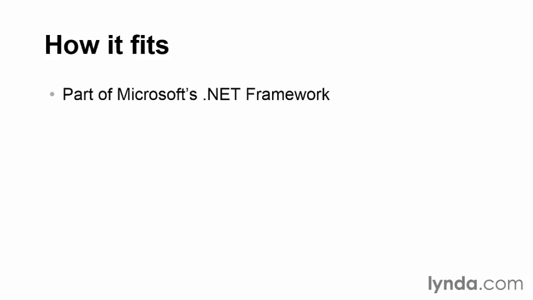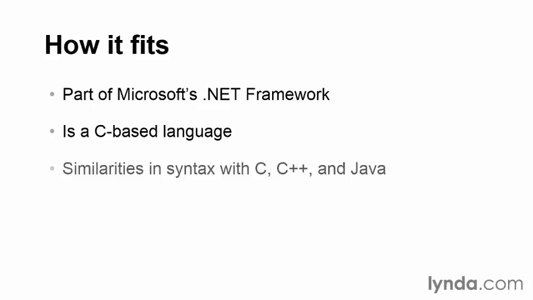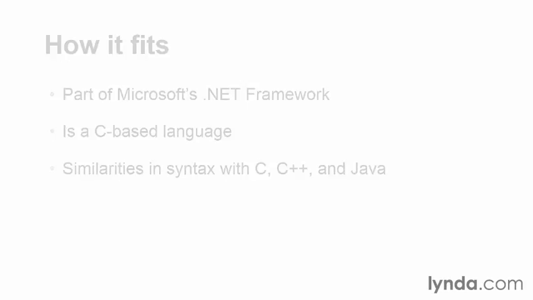So how does it fit within the programming world and within Microsoft's strategy for programming languages in general? Well, it's part of the Microsoft .NET Framework. And the .NET Framework is a foundation for services and for programming applications. C# is considered to be a C-based language. This means that it has similarities to C, C++, and Java. So if you're familiar with those languages, you should be able to learn C# with little to no effort.